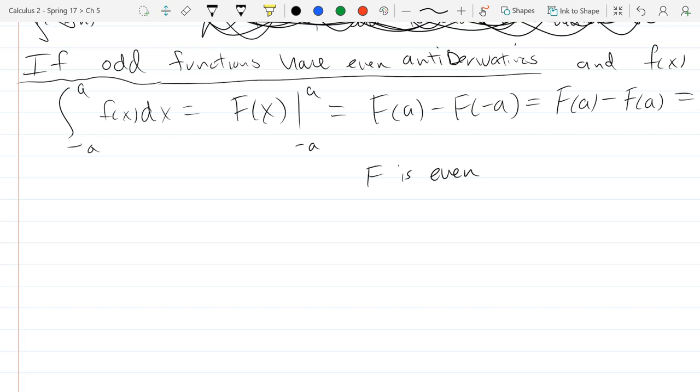All right, and then something similar would happen if you had an even function, your integral would be odd, and it would look like it was looking here where F of a would be F(a) plus F(a), so 2F(a).